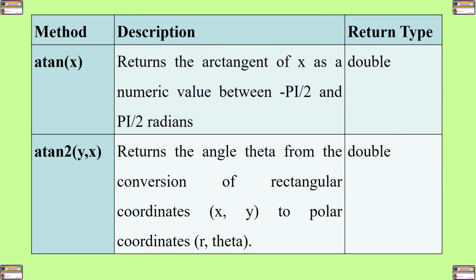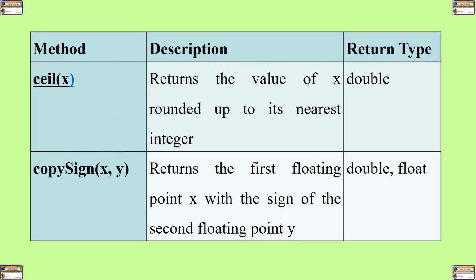The method atan2. When you pass values to it, for example two values like x and y, what you are passing to it is simply the coordinates. Therefore, it returns the angle theta from the conversion of rectangular coordinates x and y to polar coordinates r and theta. So the type of value it returns is of type double.